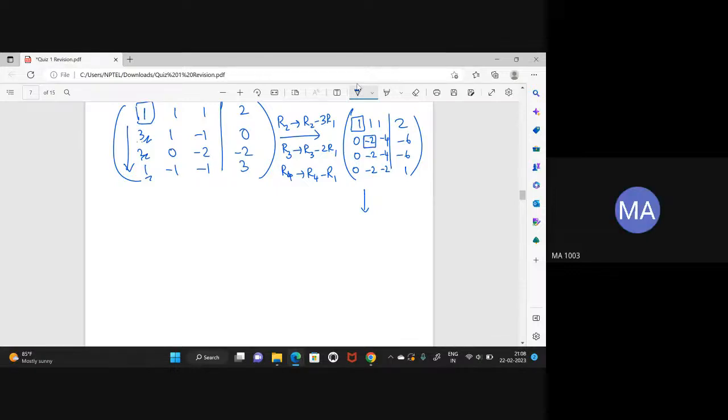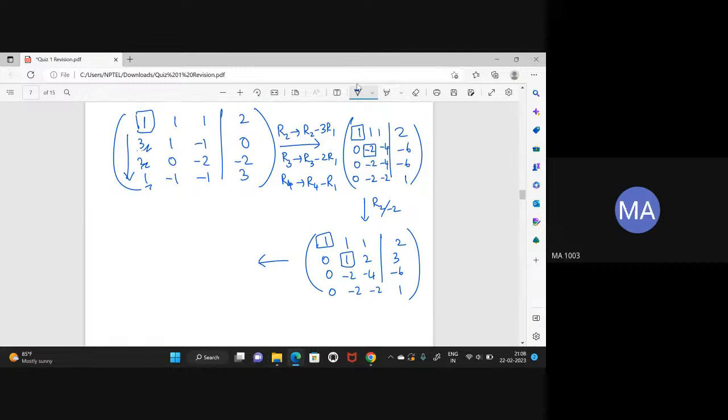Minus 2. So you don't want it to be minus 2. You can divide R2 by minus 2 and you'll get 1, 1, 1, 2, 0, 1, 2, 3. And then 0, minus 2, minus 4, minus 6, 0, minus 2, minus 2, 1. Ma'am, since row number 2 and row number 3 are same, can't you make them 0 first? Okay, you can do that as well.